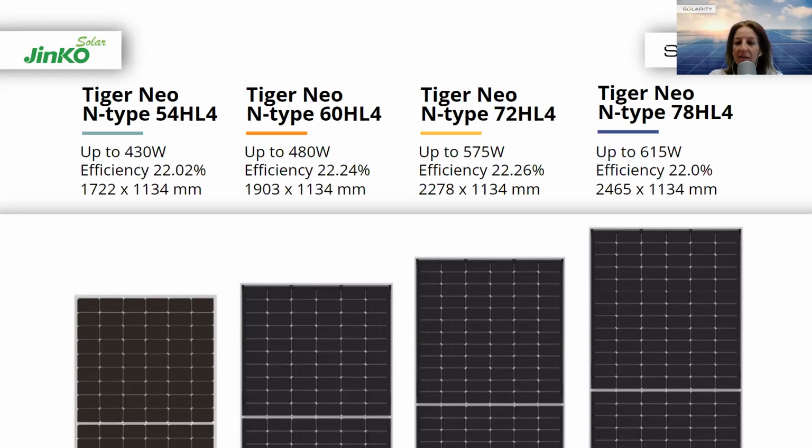And the last one we have here is up to 615 watt peaks. As you can see, compared to the information we have, for example, from Canadian Solar, it's very low, but still it's an N-type, so it's higher technology compared to, for example, Canadian Solar. Jinko is one of the companies on the market who is pushing forward N-type the most.